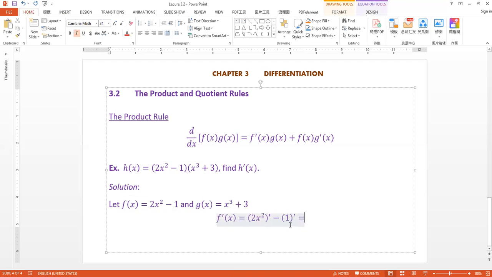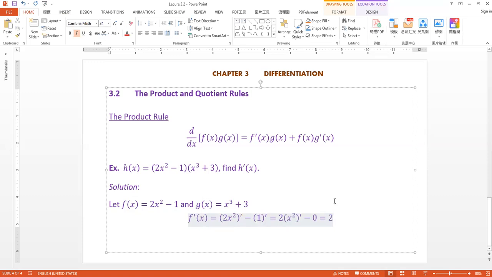For the second term, the derivative of any constant is 0, so we got the derivative of 1 as 0. All right, so that's pretty straightforward. In the first term, we can take the constant 2 out of the derivative. So it becomes 2 times the derivative of x squared minus 0. Okay. Now, the derivative of x squared is just 2x.